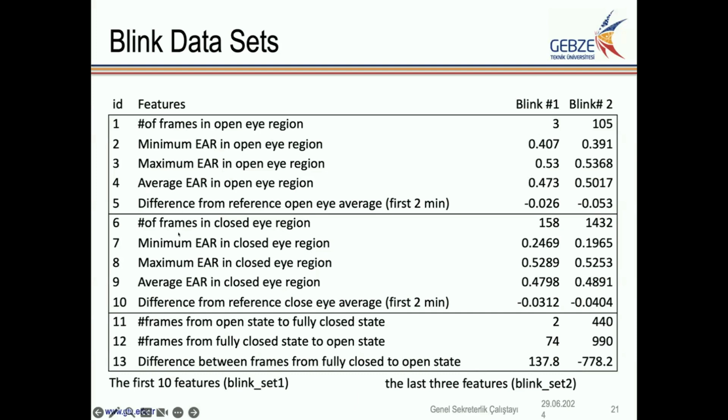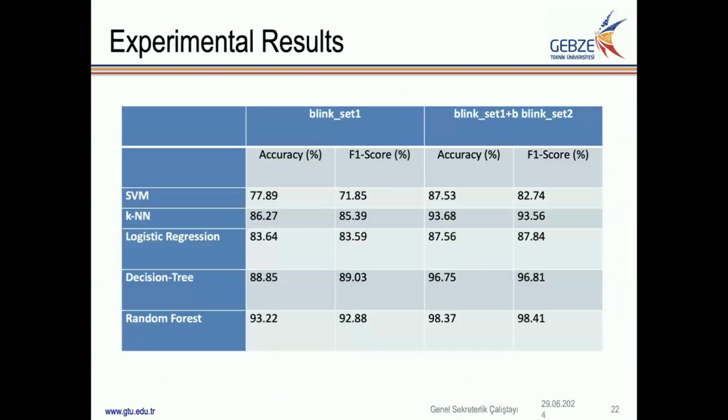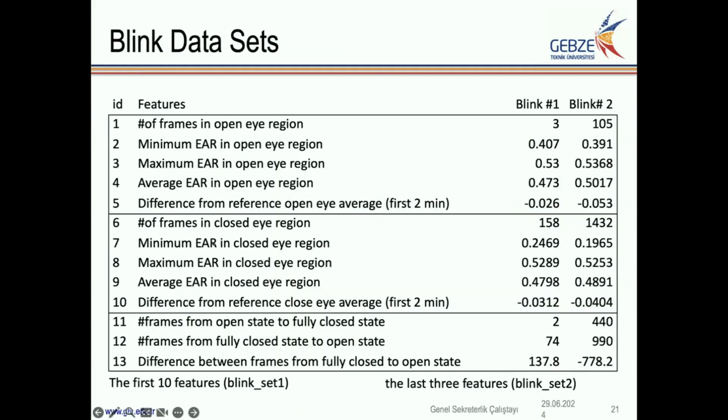We also repeated the same thing for the closed eye region, the red part. We also counted the number of frames here because that gives the duration of the blinking, right? And also the minimum eye aspect ratio in the closed eye region, the maximum one, the average one, and the difference from the first 2 minutes. So the first 10 features are called BlinkCent 1.